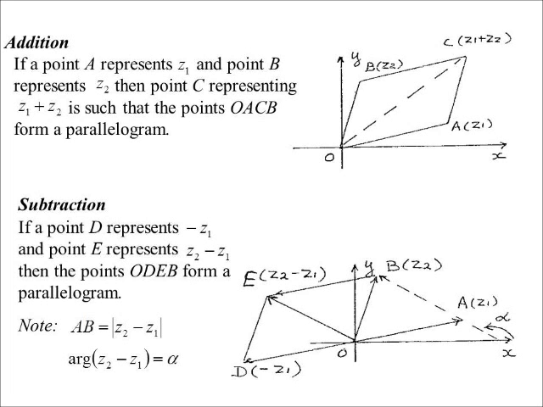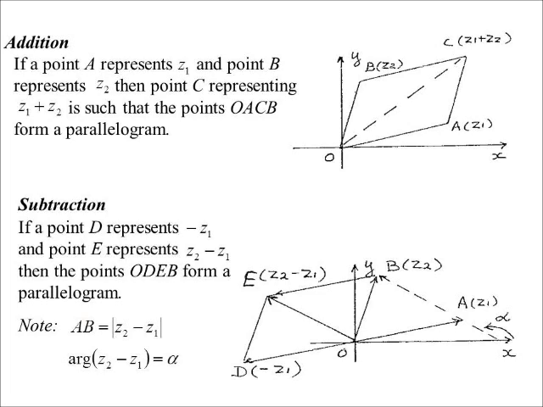Subtraction, as I said, if point D represents the negative of Z1, we get our vector but go in the opposite direction. So negative Z1 is over here. And then point E represents Z2 minus Z1. Let's have a look at that closely. We can think of it as two ways. Here's vector Z2, and I have subtracted vector Z1. So going back the other way around. Or no, wrong way.